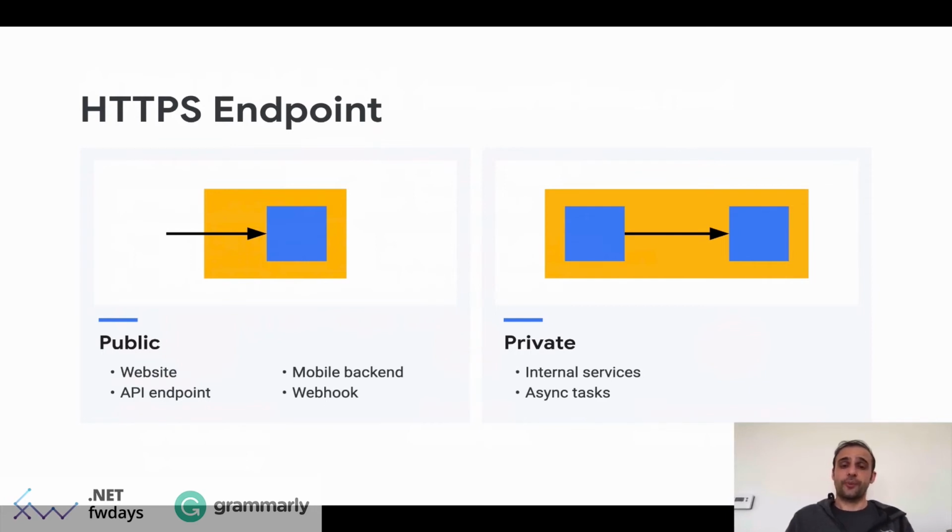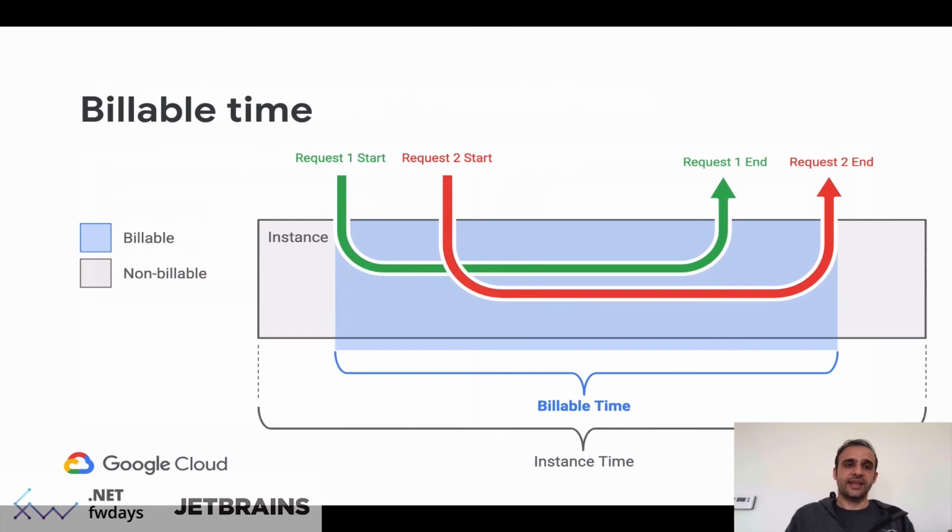But it's also good for private endpoints as well. So if you want to have an internal service and some other service within your cluster wants to call an internal service, you can do that with Cloud Run. And the best thing about Cloud Run is the billing time, right? In Cloud Run, you only get charged for the request time. So if no one uses your application, you don't really pay anything because there's no requests.